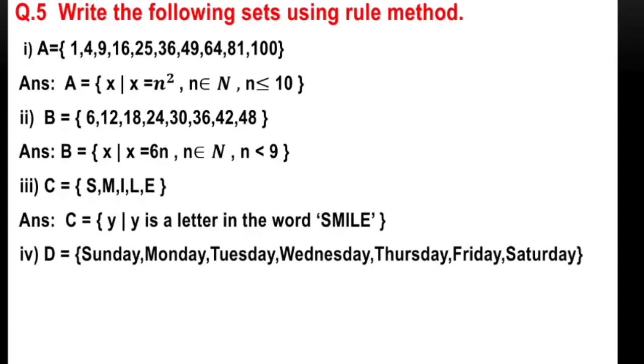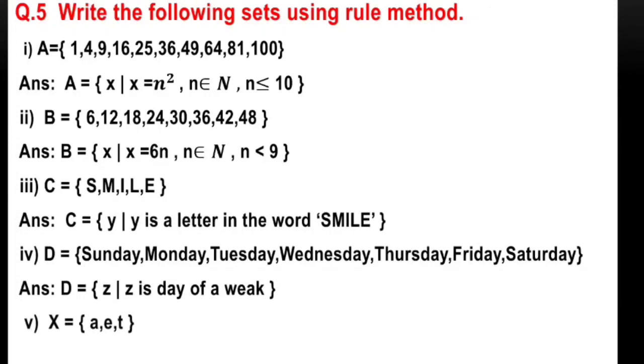Now the fourth example is D is equal to, in curly brackets, Sunday, Monday, Tuesday, Wednesday, Thursday, Friday and Saturday. You already know all these are the 7 days in a week. So therefore we write this as D is equal to, in curly brackets, z such that z is a day of a week.